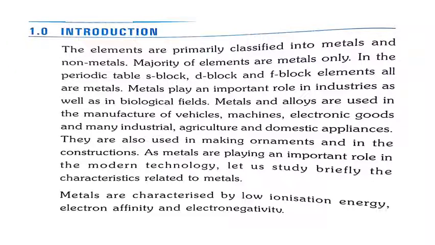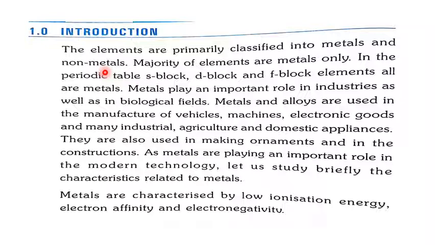First, we discuss the introduction of metallurgy. Already, we know that around 150 elements are there in the periodic table. These elements are primarily classified into two types: one is metals, another one is non-metals.